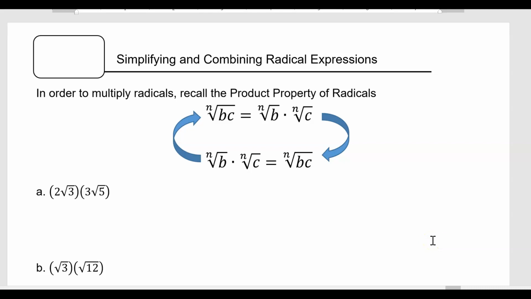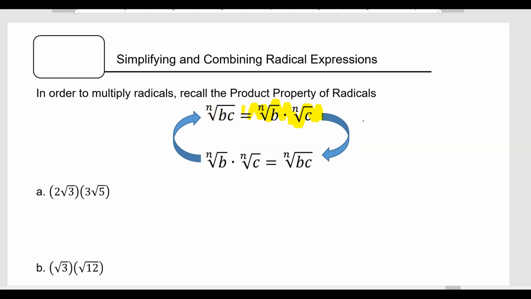In this video, I'm going to show you how to simplify and combine radical expressions. So, let's take a look at what we have here. The nth root of BC equals the nth root of B times the nth root of C. All of this is telling us is that we can split up one radical into two radicals. But we can do vice versa as well. If we have two radicals, we can multiply them together as long as they have the same index.